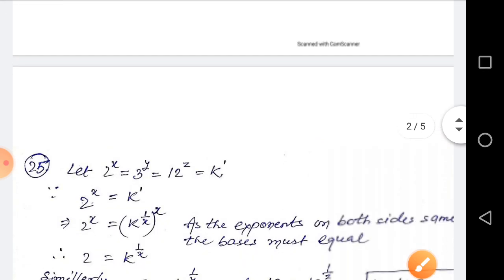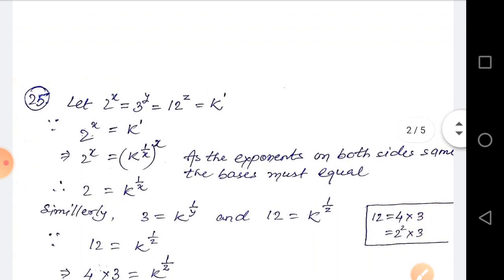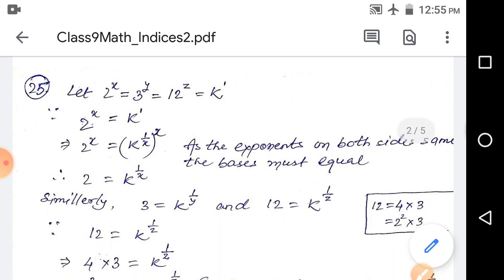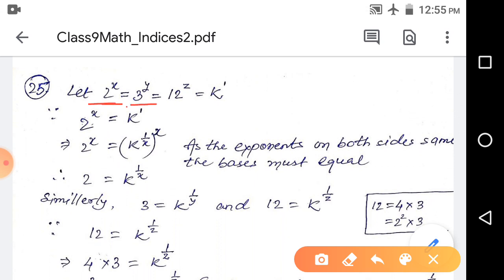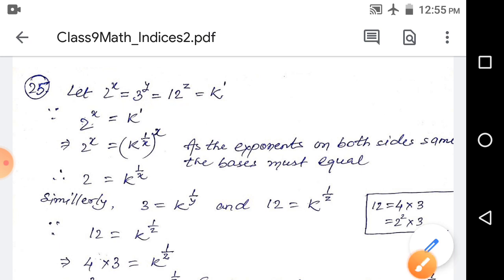Now go to the next question. It is question number 25, because when we see the solution of question 25, you can easily solve question number 24. Now see, in the question it is given that 2 to the power x is equal to 3 to the power y is equal to 12 to the power z. So for the solution, we have assumed that 2 to the power x, 3 to the power y, and 12 to the power z is equal to k, and k to the power 1, we can say k to the power 1.